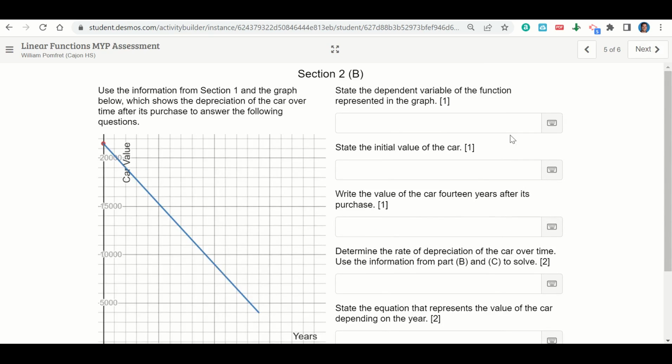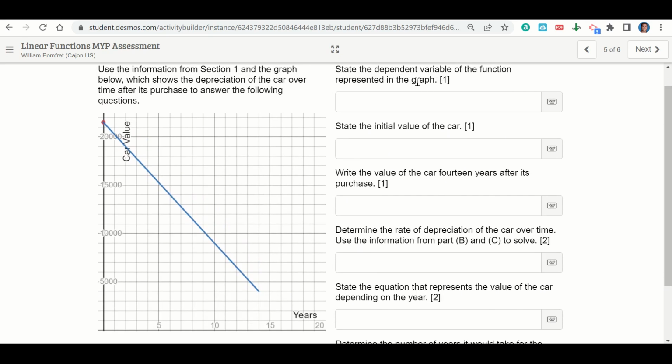Then for the next one, we're looking at a graph that represents the depreciation of the car. Depreciation means once you have already bought the car, its value starts to drop. So you're going to answer these questions about the depreciation of the car. The first one says, state the dependent variable of the function. The next one says, state the initial value of the car. So how much was it worth initially?